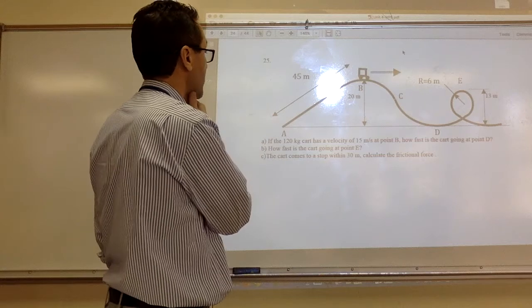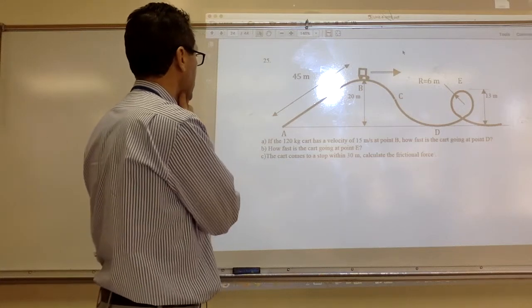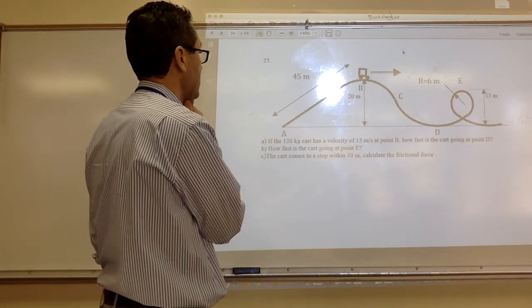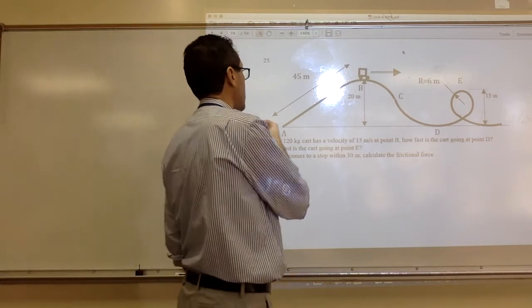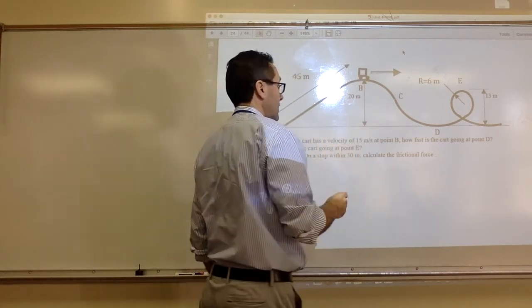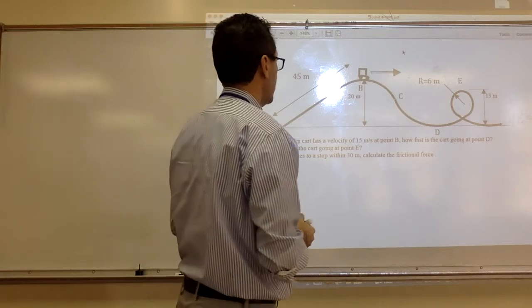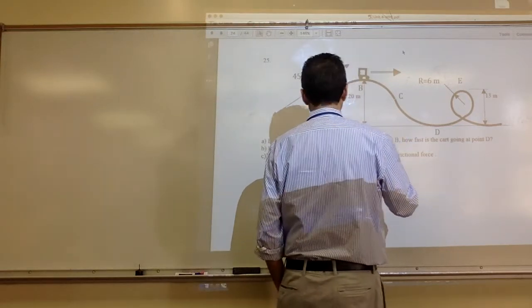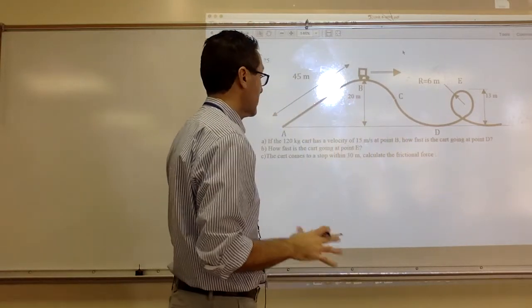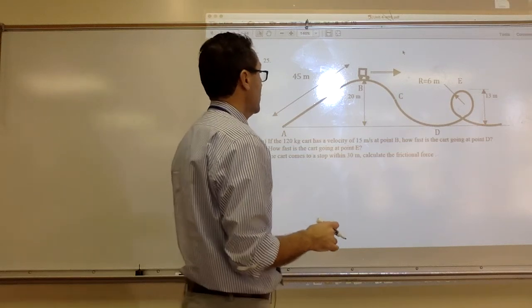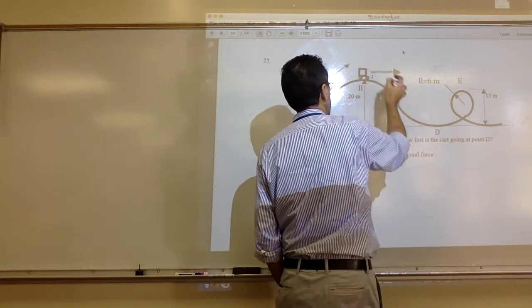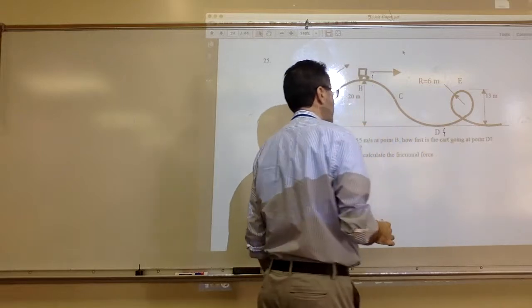So you're given this picture here. If the 120 kilogram cart has a velocity of 15 meters per second at point B, in other words, it doesn't start from rest, how fast is the car going at point D? Well, again, we're going to assume that this surface is frictionless because it doesn't say anything about friction. So we're going to say this is our initial state and this is our final state.